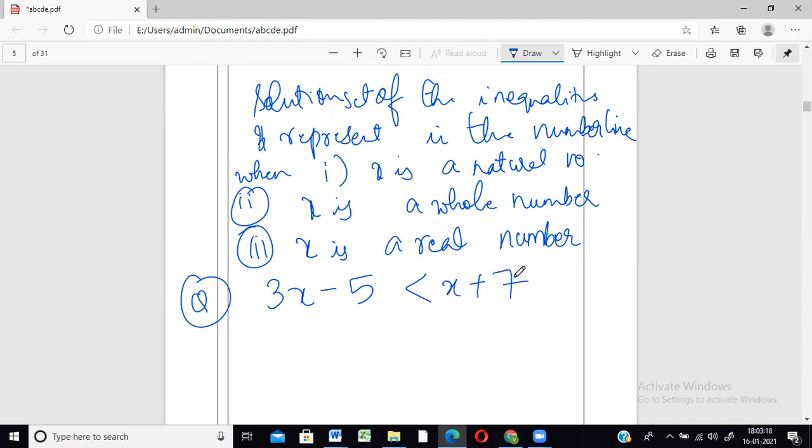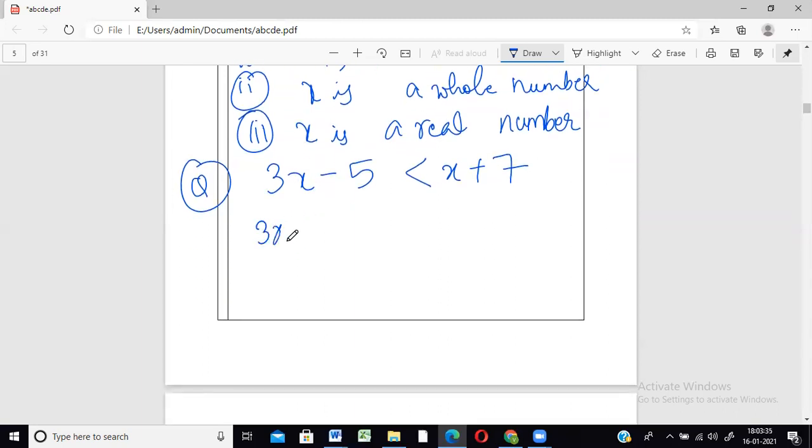So this is the linear inequality they have given you, and they're telling you to find the solution set of the inequality and also represent it on a number line when x is a natural number, a whole number, or a real number. Okay, so this is the inequality that we have: 3x minus 5 is less than x plus 7. So what we can do is, as I said, take the variables on one side and the numbers on the other side.